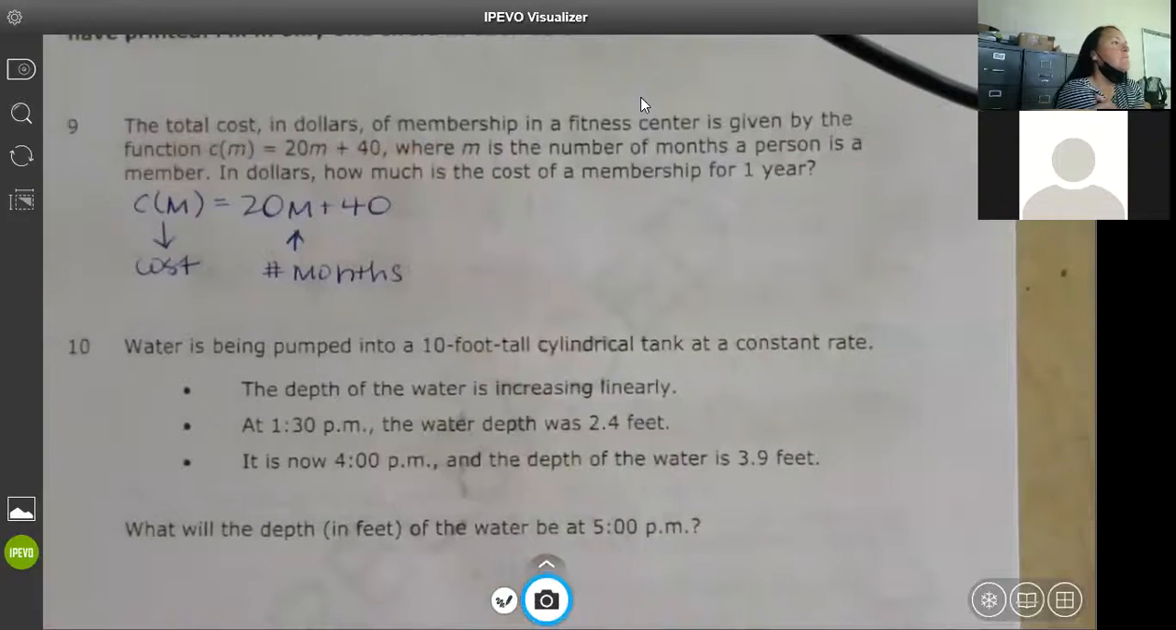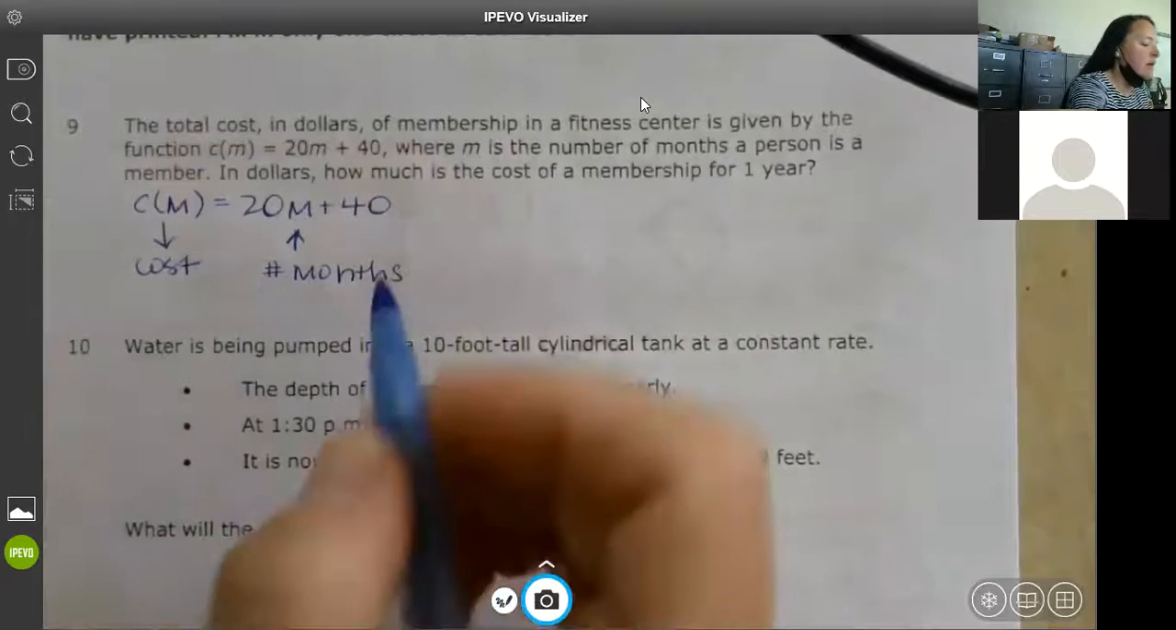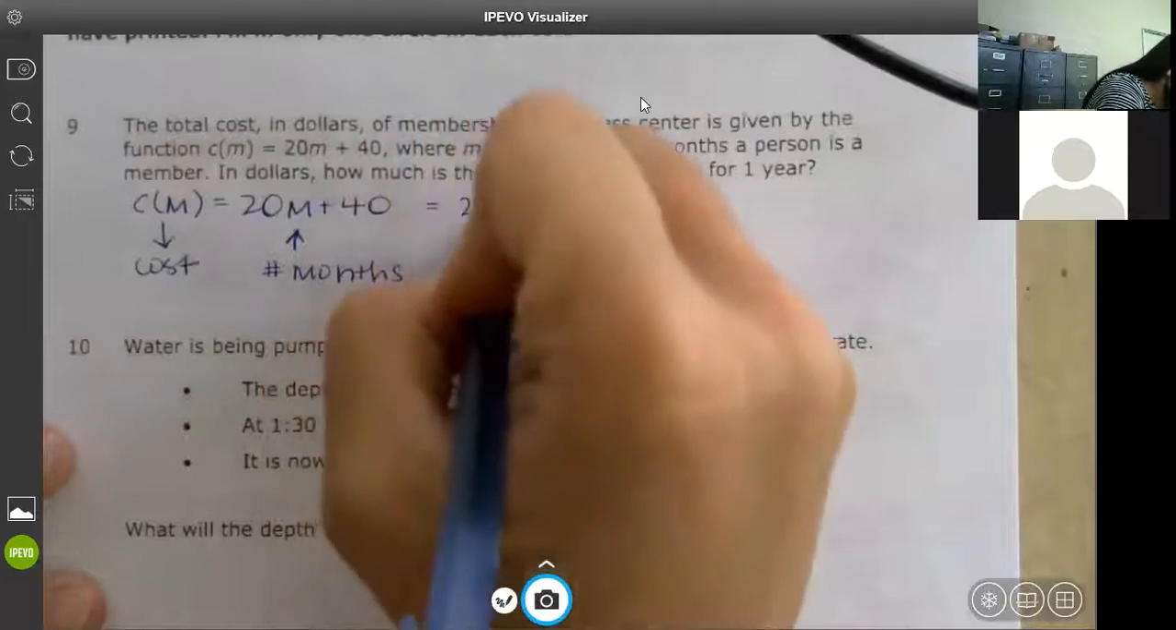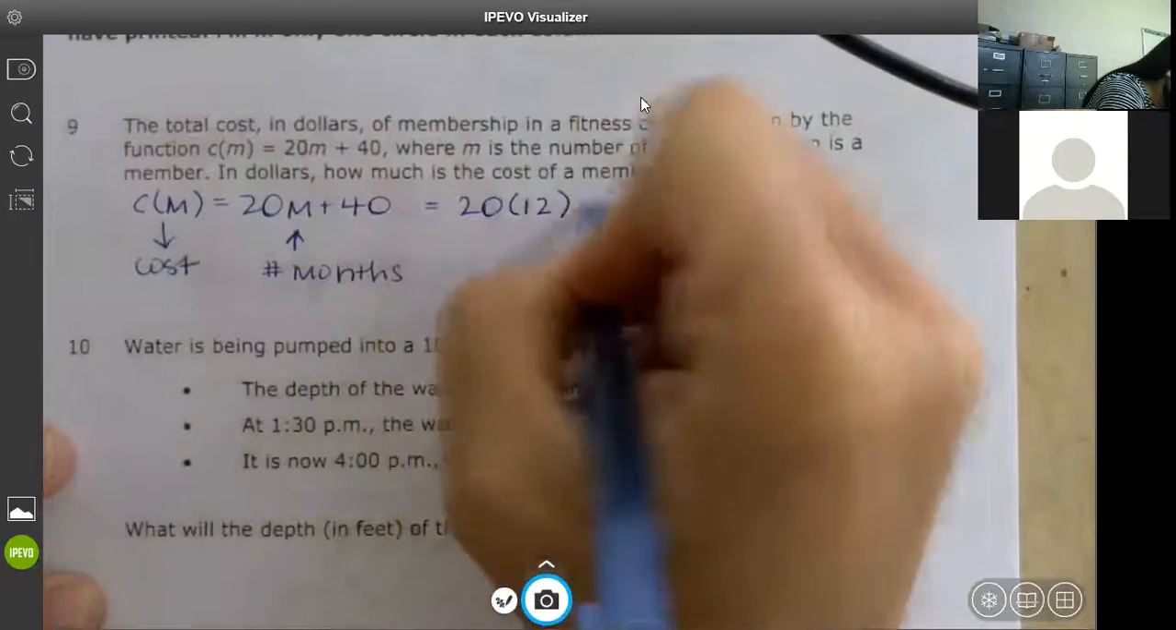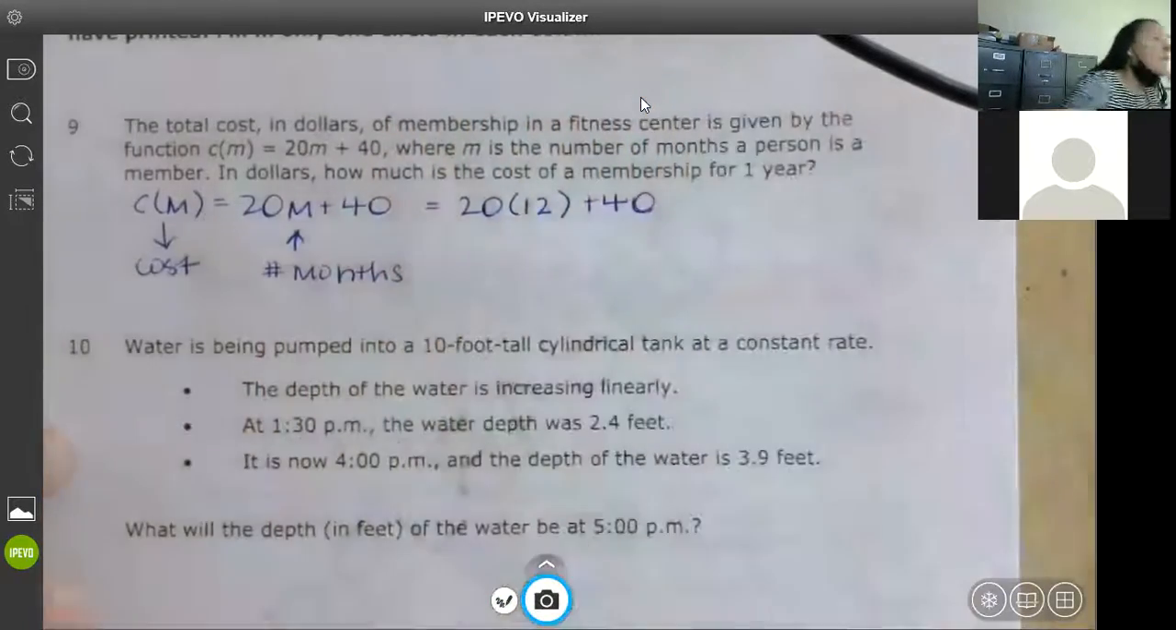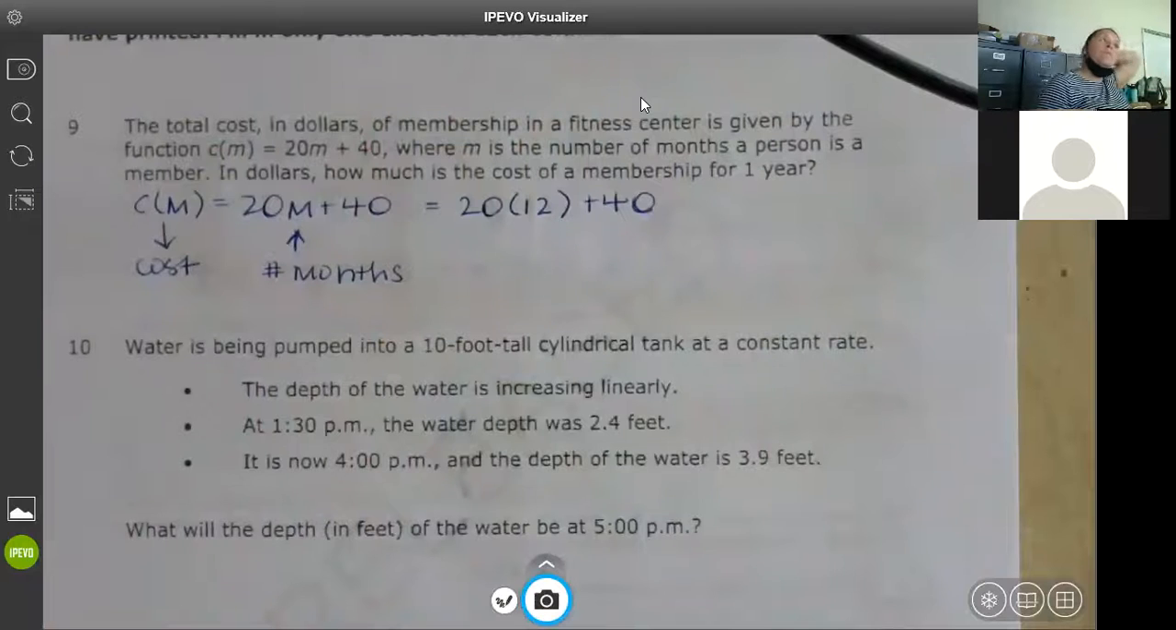What am I going to do? Why? 12 months in a year. So the number of months is 12. And then I'm going to add that 40 in.